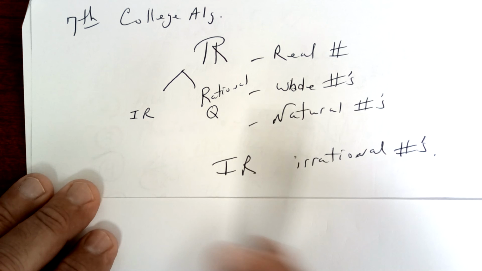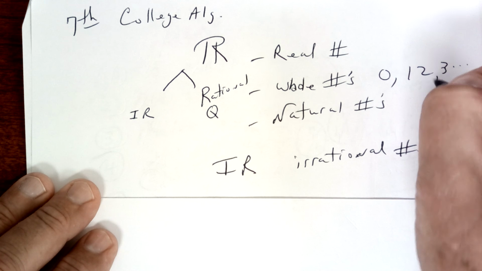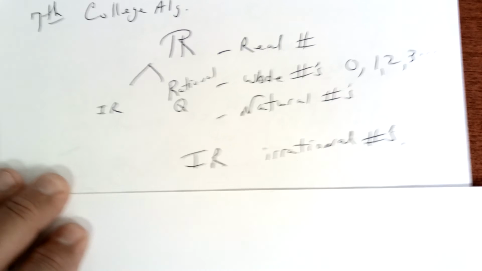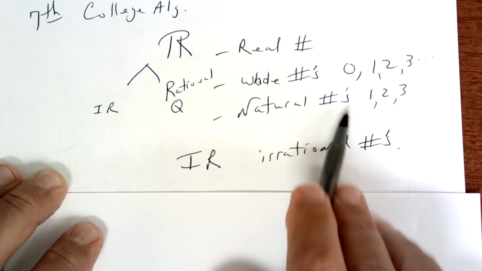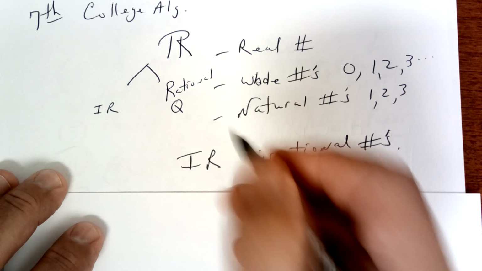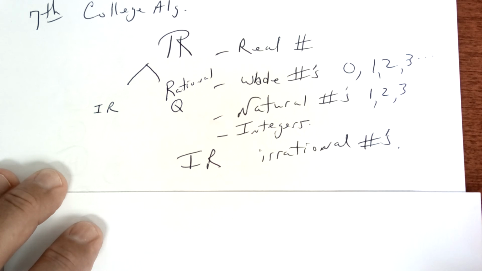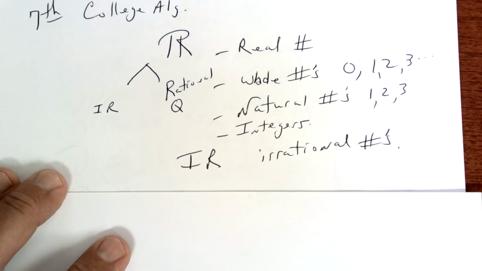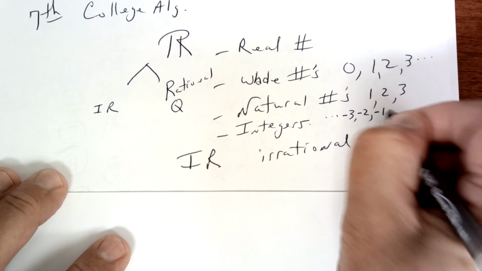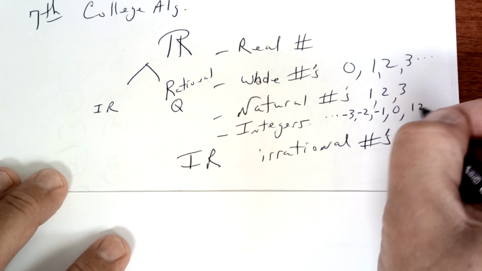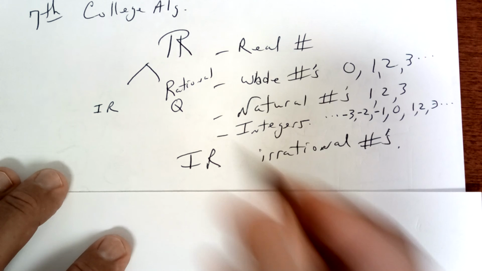Whole numbers start with 0. Natural numbers do not have 0, they start with 1. So no 0 on this one. Okay, and then you have integers, which I forgot. So integers would be the number line. So it'd be all your negative numbers, and then all your positive numbers to infinity. Infinity is a sideways 8.